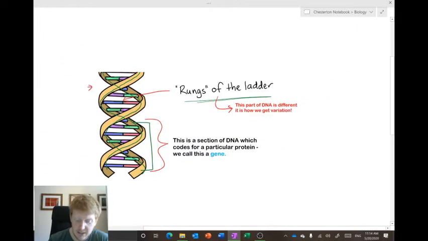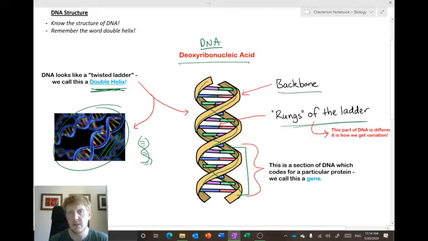All right, and that's DNA. DNA, deoxyribonucleic acid, it's a twisted ladder or a double helix structure. Small sections of it code for particular proteins, and we call those genes.